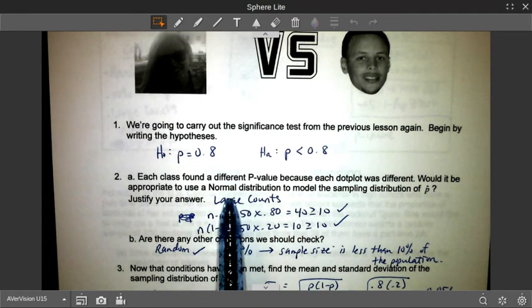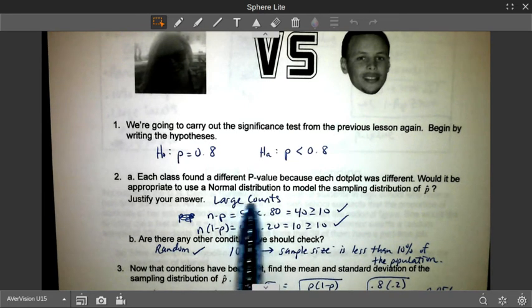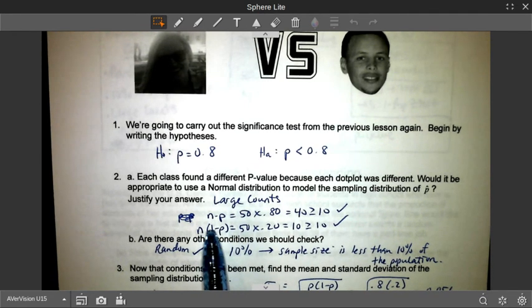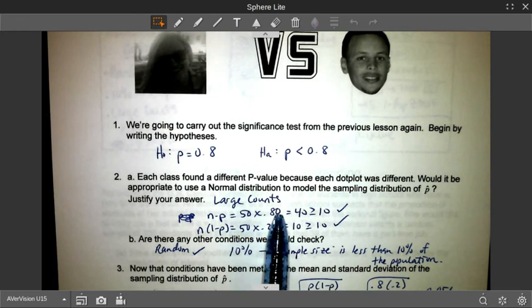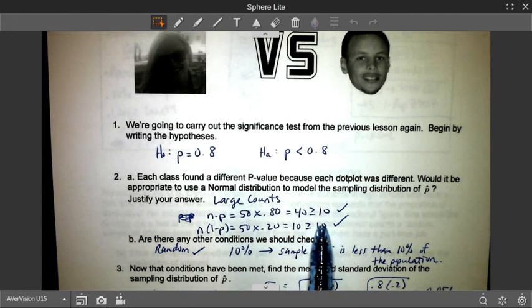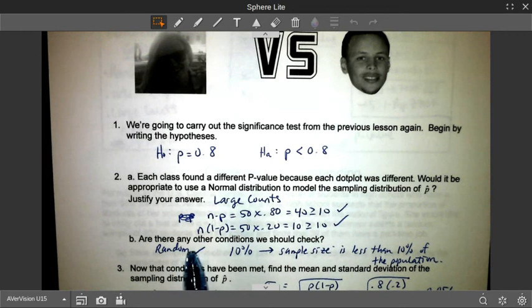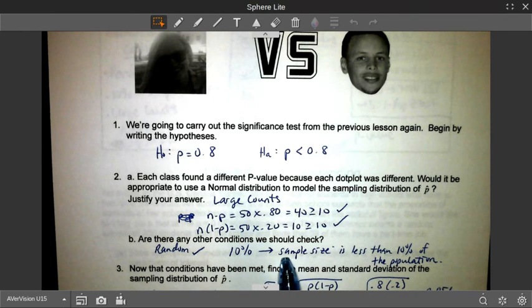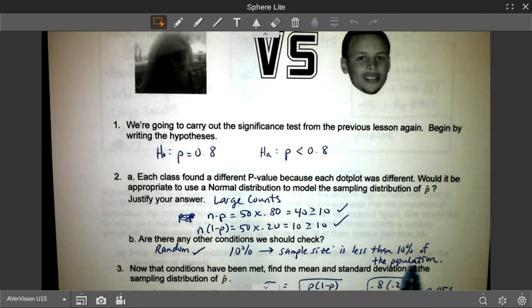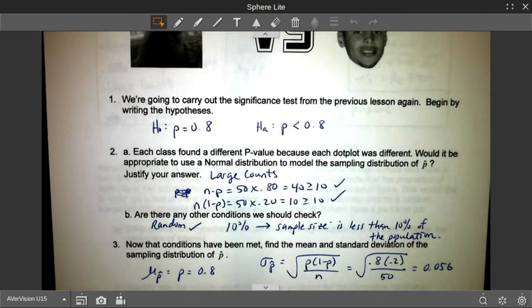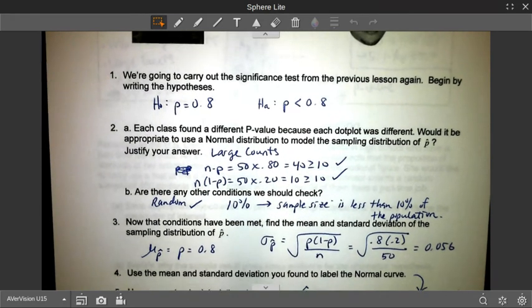A couple conditions we have to check to make sure we can use normal distributions. First, a normal one you've seen, large counts, n times p, n times 1 minus p, 50 times 0.8, 80%, or 1 minus 0.8 for 20%. Those both check out. Randomness, we have to check that. Sure, it's just randomly shooting 50 shots. And then we have a new condition here, 10%. That tells us the sample size is less than 10% of the population. And this 50 is probably less than the total population of all the free throws that she shot.